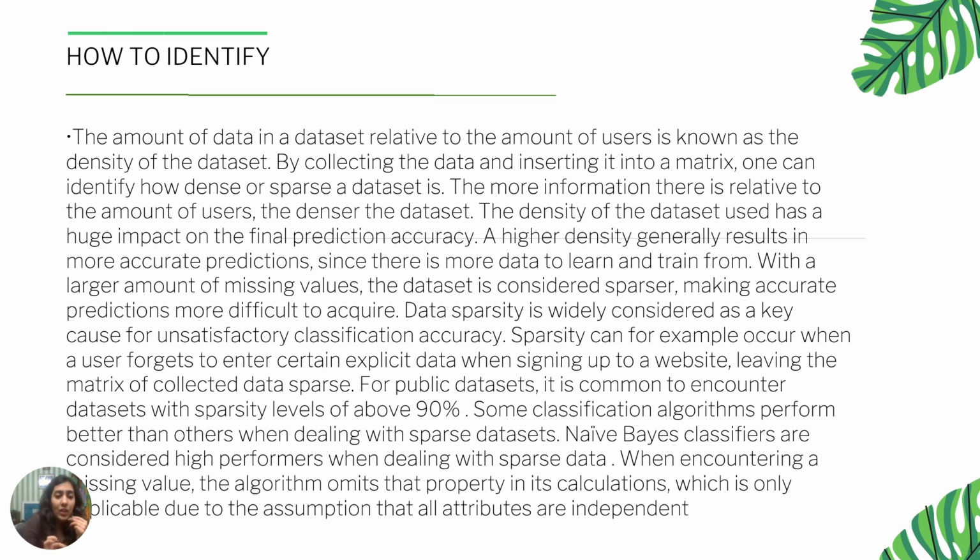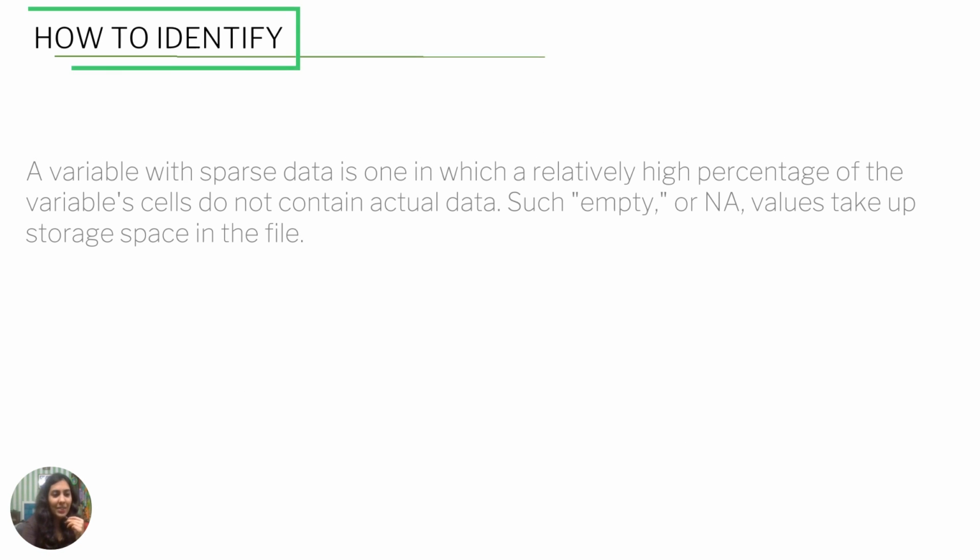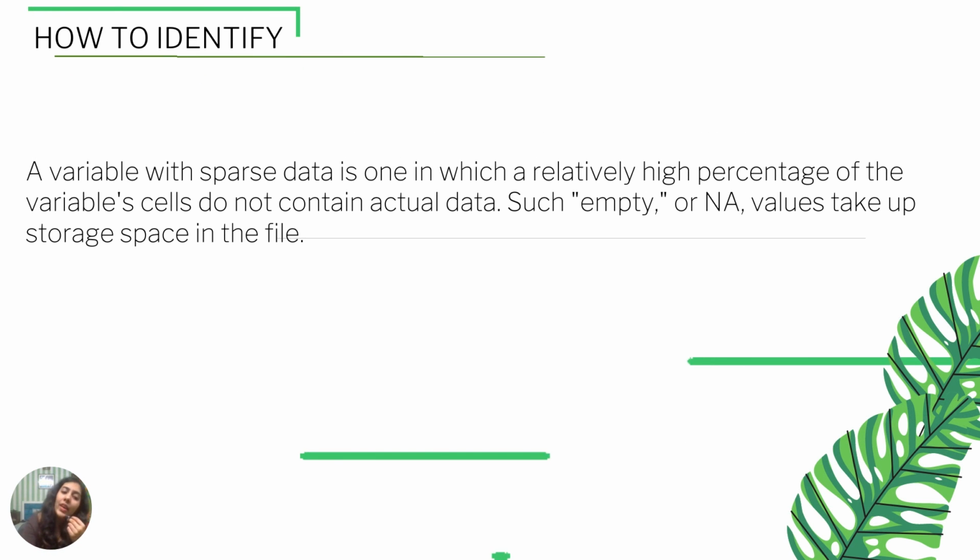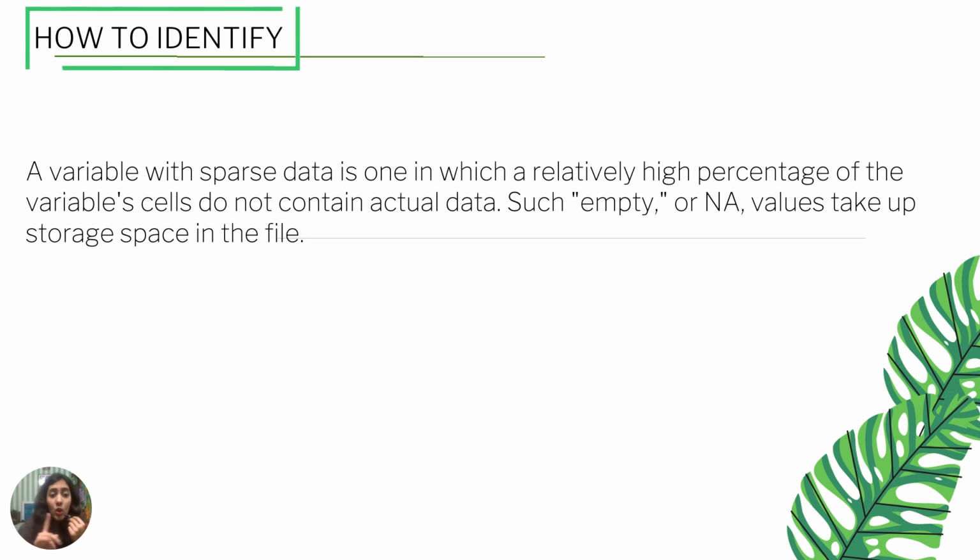Naive Bayes classifiers are considered high performance when dealing with sparse data. When encountering a missing value, the algorithm omits the property in its calculations, which is only applicable due to the assumption that all attributes are independent. A variable with sparse data is one in which a relatively high percentage of variable cells do not contain actual data. Such empty values take up storage space in a file.